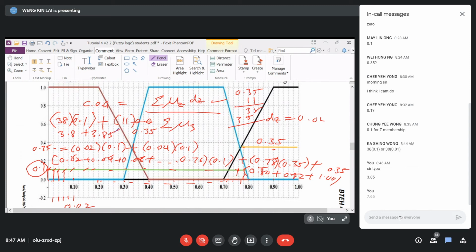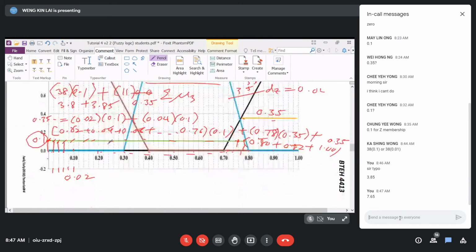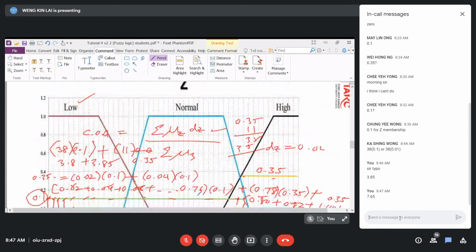Now, can you all try this? I think I have no time already, so I have no choice. But this will give you... let me check my answer. What do I have? I think the answer is 3.6 something. 7.65. Is it? Okay. Yan Chang, I want the other answer. I want the center of gravity. So this is 7.65, correct?